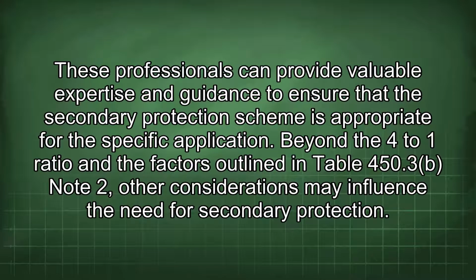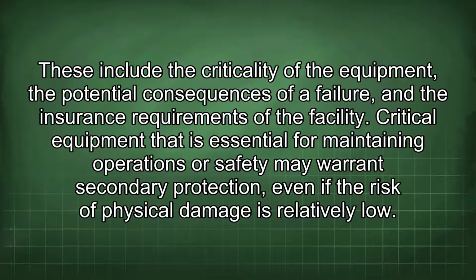These professionals can provide valuable expertise and guidance to ensure that the secondary protection scheme is appropriate for the specific application. Beyond the 4:1 ratio and the factors outlined in Table 450.3 Note 2, other considerations may influence the need for secondary protection. These include the criticality of the equipment, the potential consequences of a failure, and the insurance requirements of the facility. Critical equipment that is essential for maintaining operations or safety may warrant secondary protection, even if the risk of physical damage is relatively low.